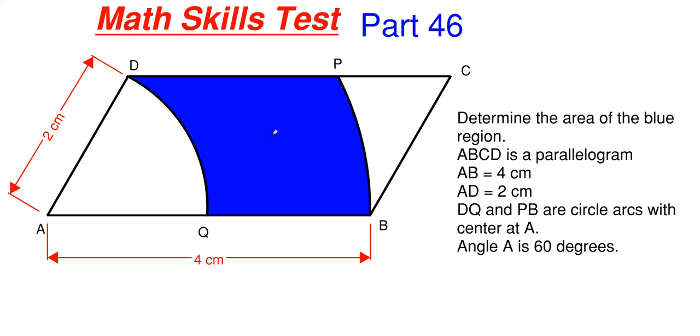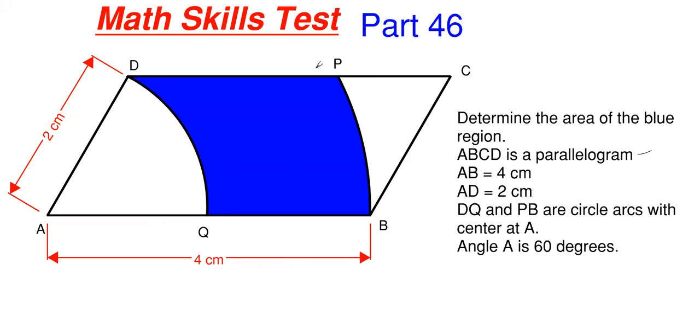And what we have going on here is that we have to find the area of the blue region shown inside of this parallelogram. So we are told a bit of information and shown a bit of information. ABCD is in fact a parallelogram. AB is 4 centimeters. AD is 2 centimeters.